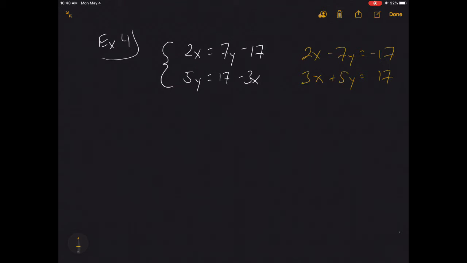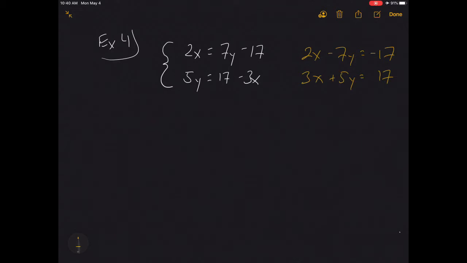Okay, so now that it's set up in the correct way, I'm going to look at these and ask, is this going to be an easy thing to use substitution? Probably not. I don't have any coefficients of 1, and I think the elimination method by addition is going to work out the easiest. I don't have any of my coefficients the same. We need to make them the same somehow.